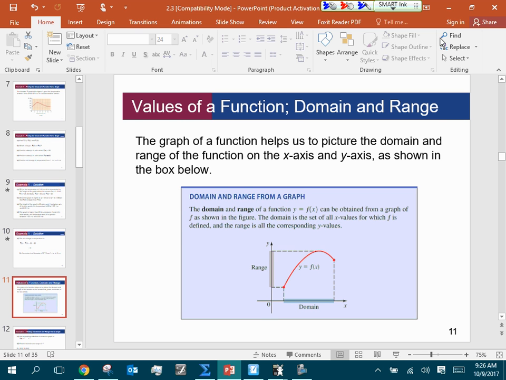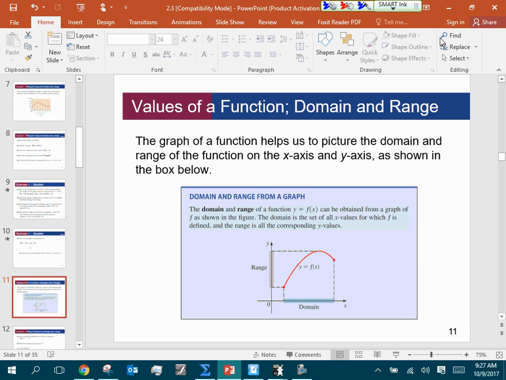We've talked about values of a function, looking at domain and range. Just want to make sure that we clear things up. I'm still seeing some people, and it's just human nature, I think, when we read this phrase here, the graph of a function helps us to picture the domain and range of the function on the x-axis and y-axis shown in the box below. I read that phrase the way I was taught to read in first grade, left to right, and then down the page, right? Okay. When we read a graph, still left to right, okay, but we read it left to right and bottom up at kind of the same time, okay?